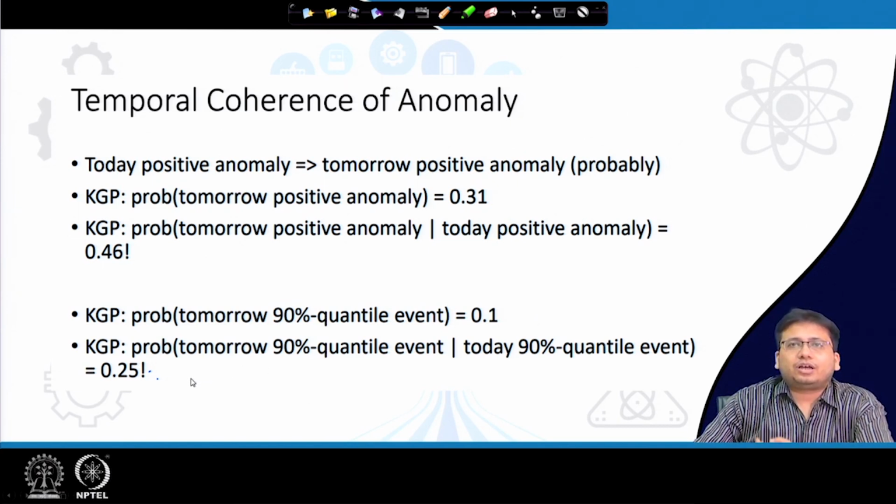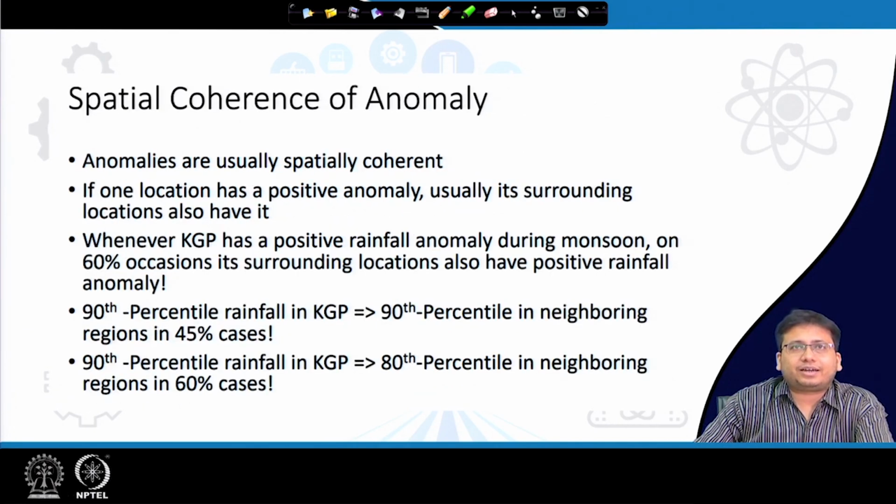So again it shows the same effect, that these kinds of events are usually clustered in time, and not only in time but they may be clustered in space also. So if one location has a positive anomaly, usually its surrounding locations also have such an anomaly. An analysis of the data shows us, if Kharagpur has a positive rainfall anomaly on any day of monsoon, on 60% of the occasions its surrounding locations also have a positive rainfall anomaly.